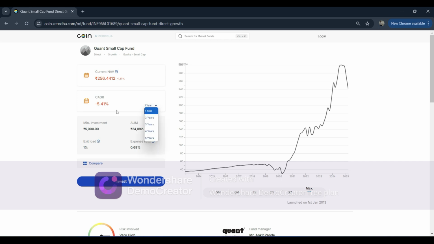So if you see, in 1 year it has given a return of negative 5.41, means 100 rupees invested in the stock market in the past 1 year has given you a negative return, means your 100 rupees will be 95 rupees.